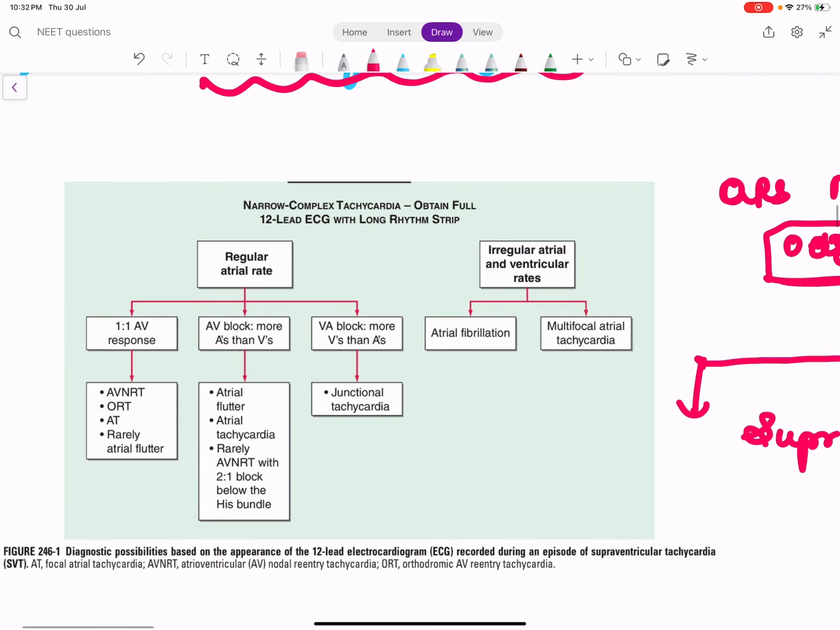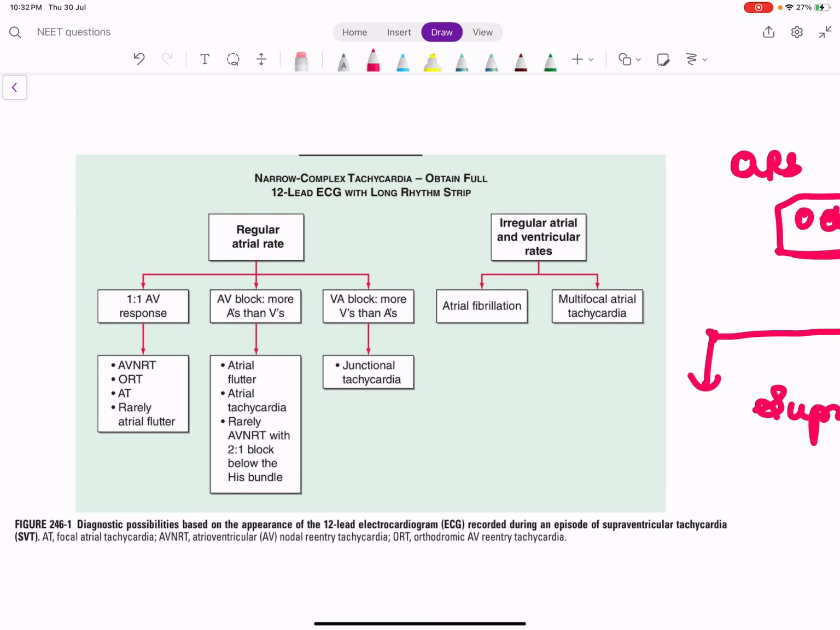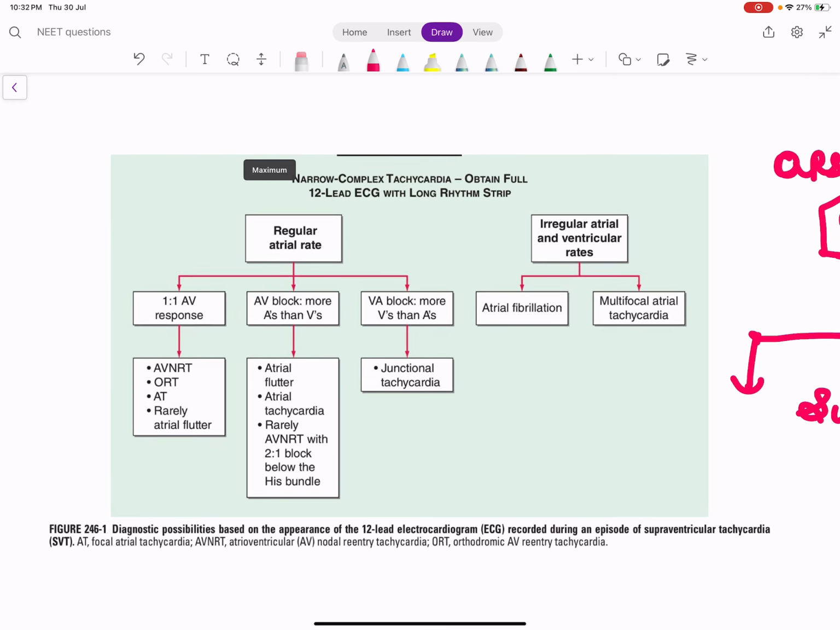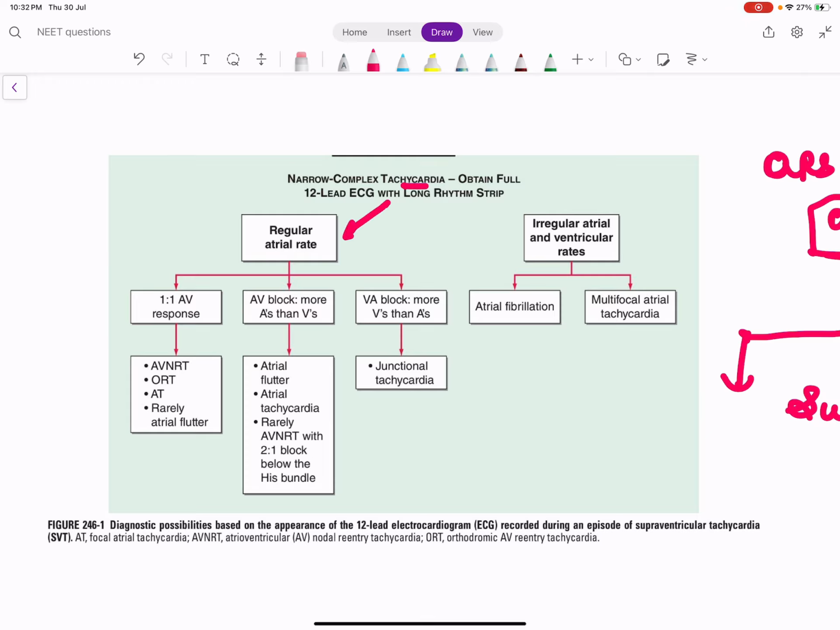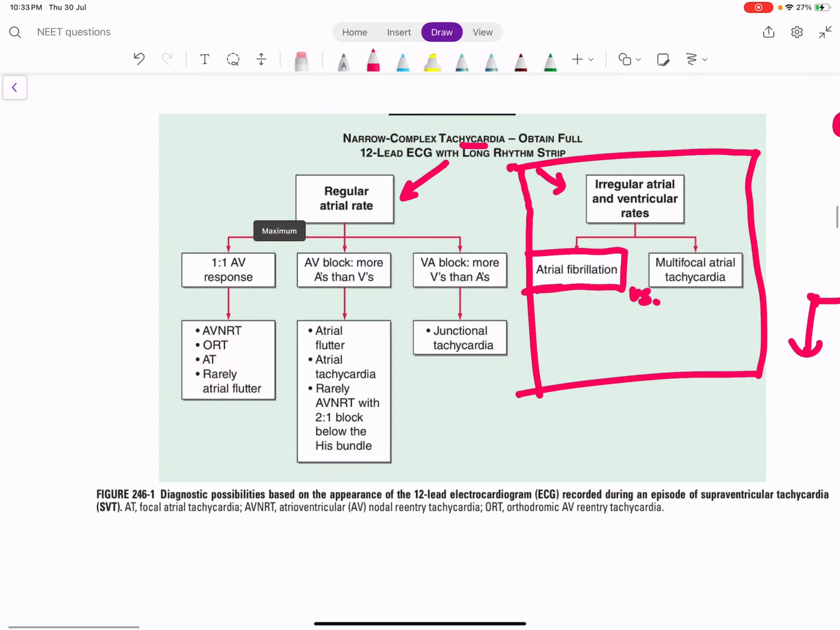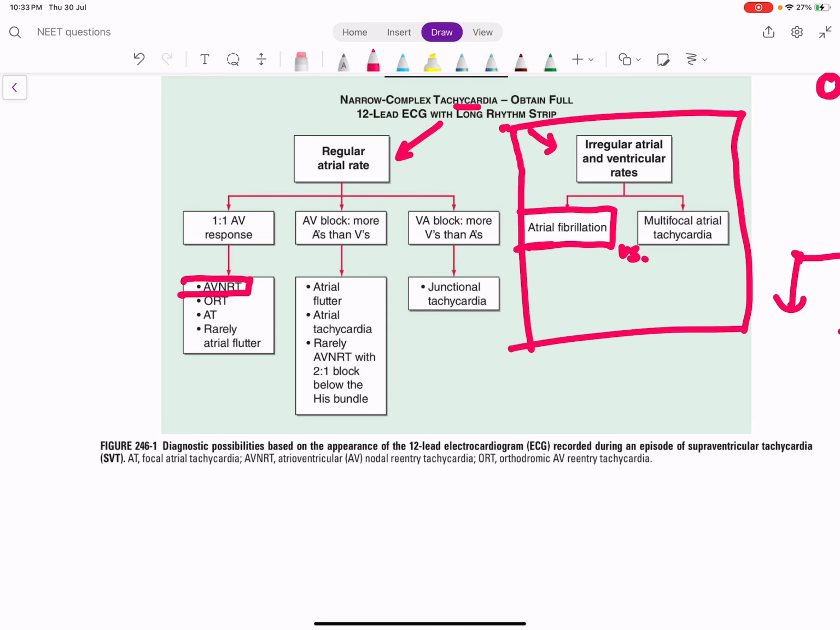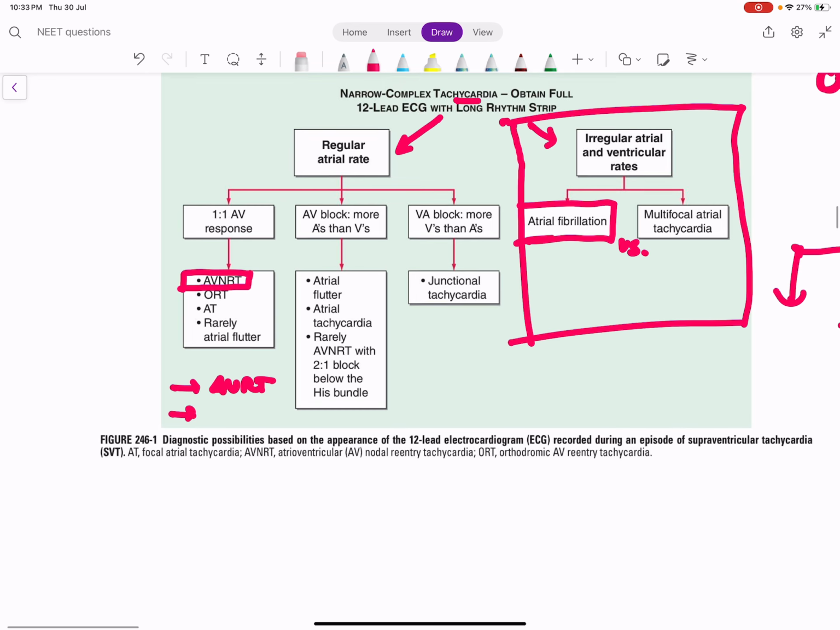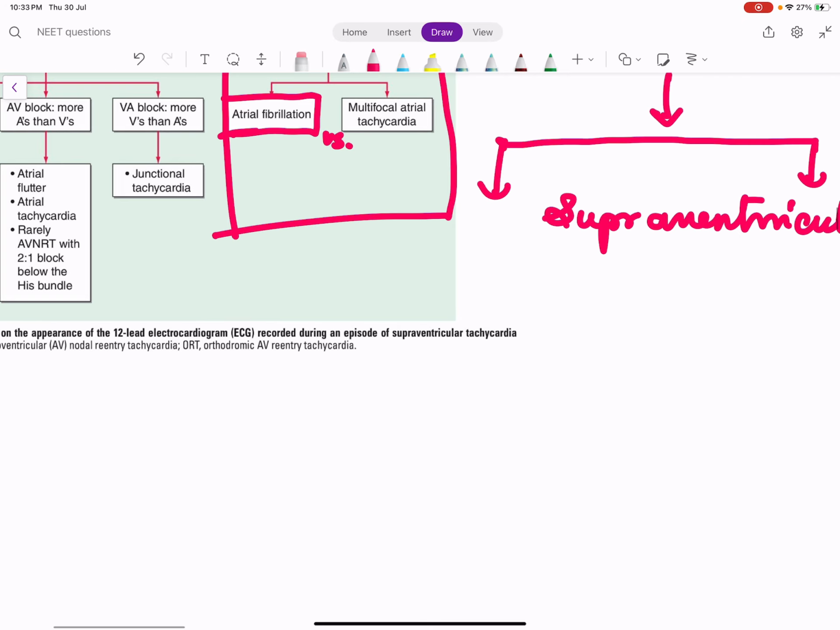Now, if there is a narrow complex tachyarrhythmia, how can you classify? When a complex is supraventricular, there are some re-entrant pathways. Re-entry is one mechanism of tachyarrhythmia. So for narrow complex tachyarrhythmia, divide whether the rhythm is regular or irregular. When there is a supraventricular tachyarrhythmia with irregular heart rate, it is usually atrial fibrillation. The other differential is multifocal atrial tachycardia. If it is regular, we have three differential diagnoses: AVNRT, AV nodal reentrant tachycardia; AVRT, AV reentrant tachycardia; and FAT, focal atrial tachycardia.